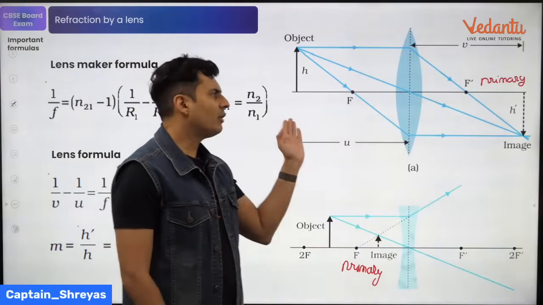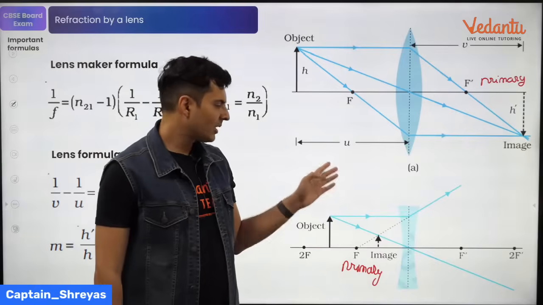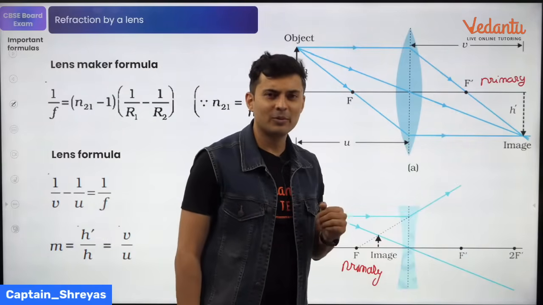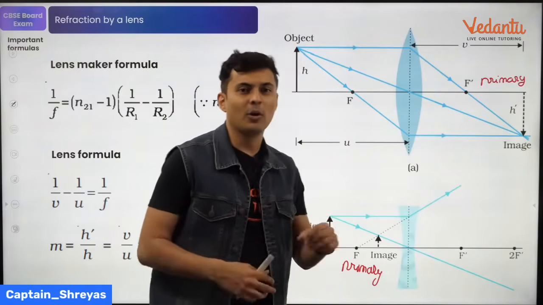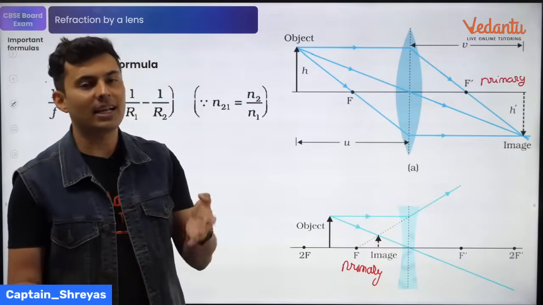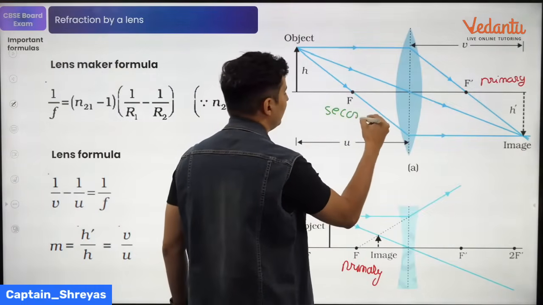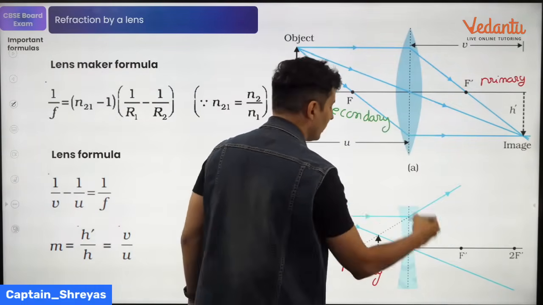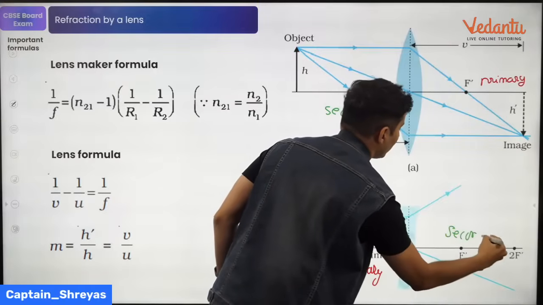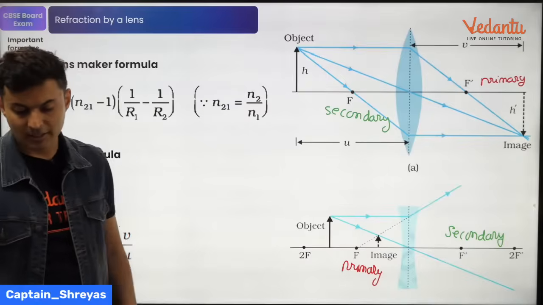Now, if the focus is there on this side, obviously the focus will be there on the other side also. Same distance on the other side, that other focus is called the secondary focus. So I'm just going to call this the secondary focus. Keep this in mind. That's all. This is just your secondary focus.